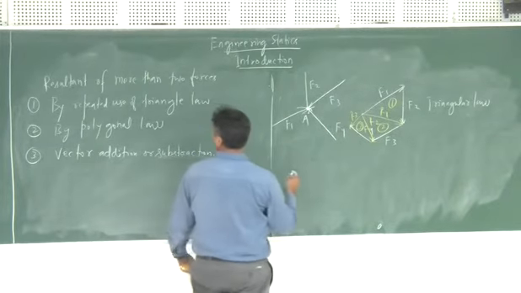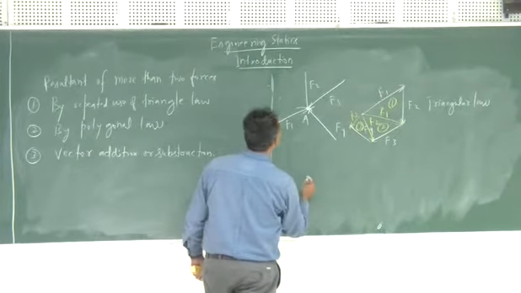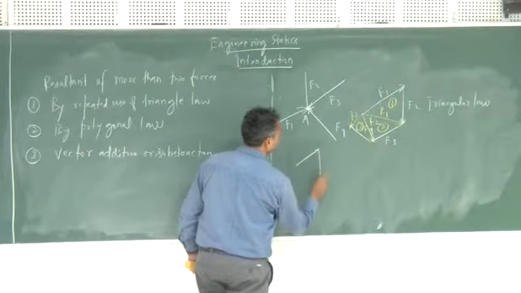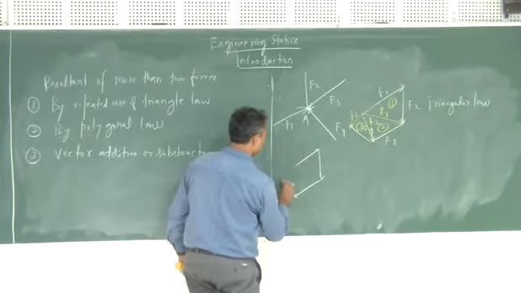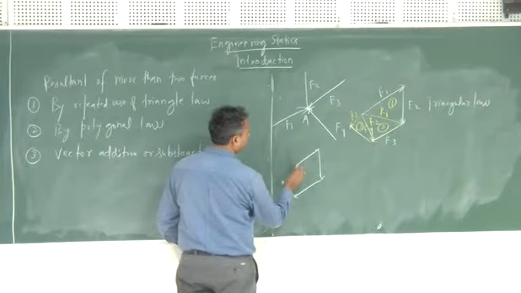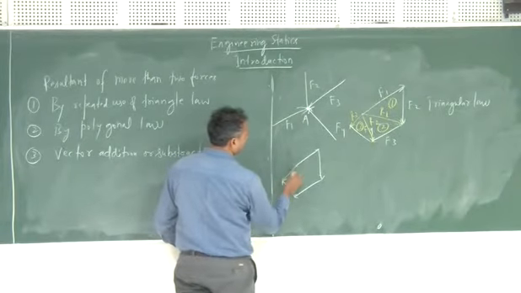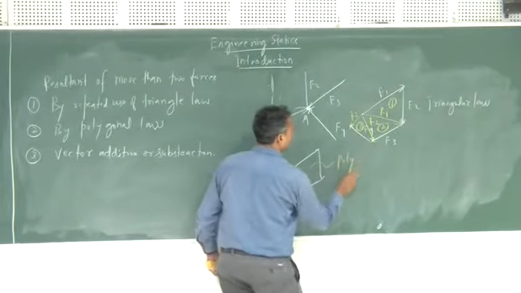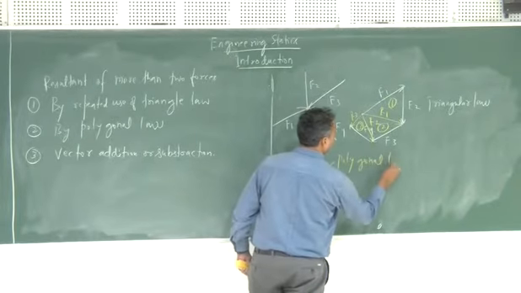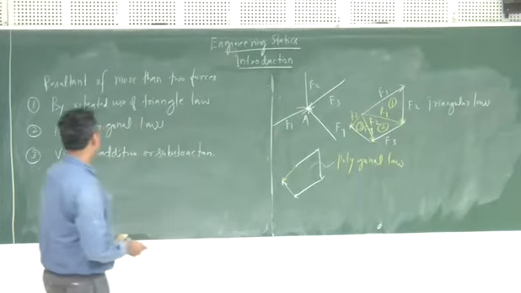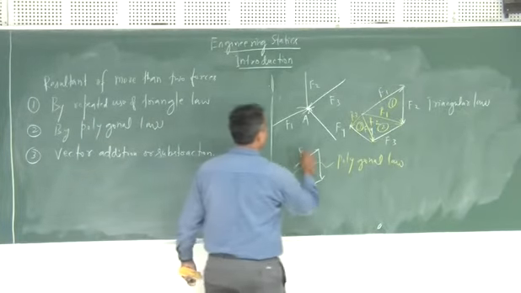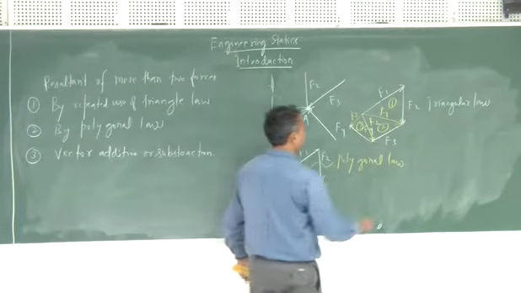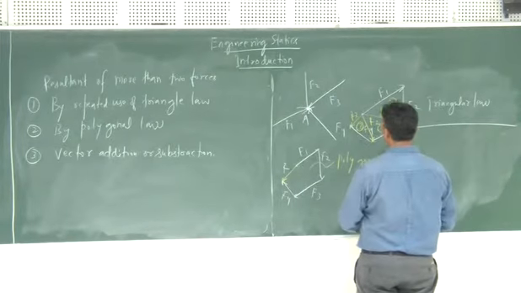Now if you try to look at the same thing using the polygonal law, in this case you will be having this. So the resultant will be just measured by connecting these two. Polygonal. Let us say this is F1, F2, F3, this is F4, then this is R.